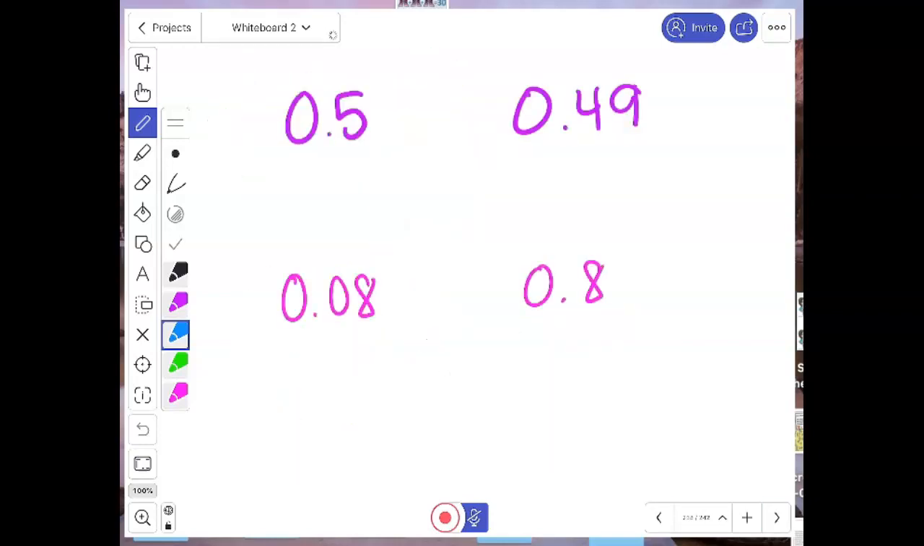Oops, too far. Okay, here's another one. Line up the decimals, fill in the numbers. Fill in any open spaces, and then compare. Go ahead, pause and compare one digit at a time. Come back and check your answer. I see 0 and 0 are the same. 5 and 4 are different. 5 is greater, so 5/10 is greater than 49/100.